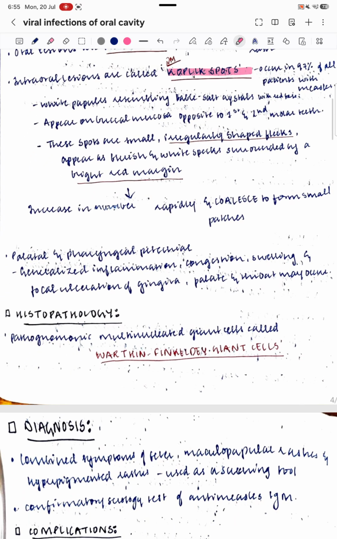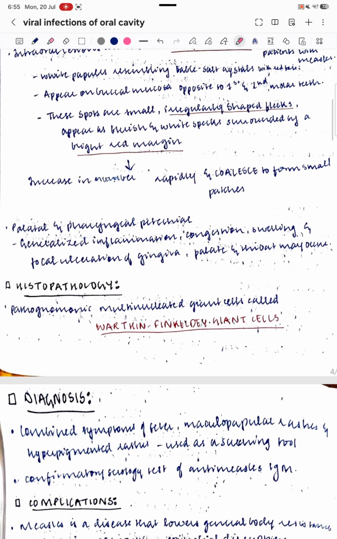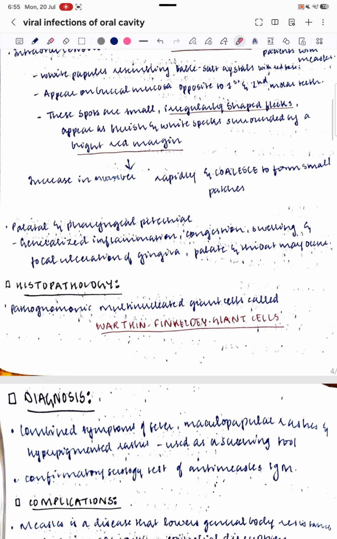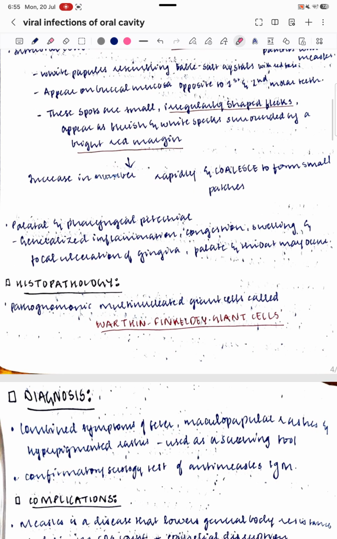Now they increase in number, and these bright red margins rapidly coalesce to form small red patches. These red patches are present on the palate, along with pharyngeal petechiae. Generalized inflammation, congestion, swelling, and focal ulceration of the gingiva, palate, and throat may occur.